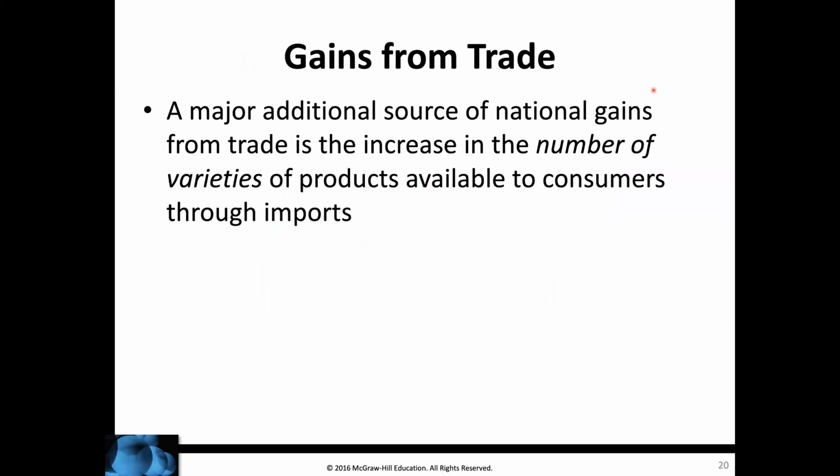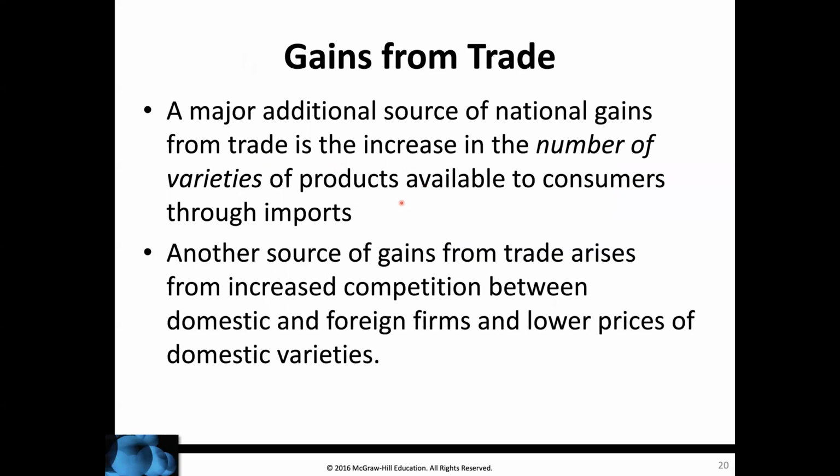So what are the gains from this trade? A major additional source of national gains from trade is the increase in the number of varieties of products available to consumers through imports. Another source of gains from trade arises from increased competition between domestic and foreign firms and lower prices of domestic varieties. When we see this competition, prices will decrease, and so consumers will win. They've got higher variety to pick from, and costs are lower.